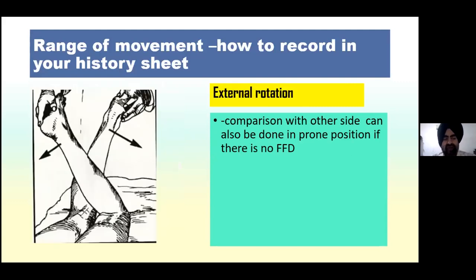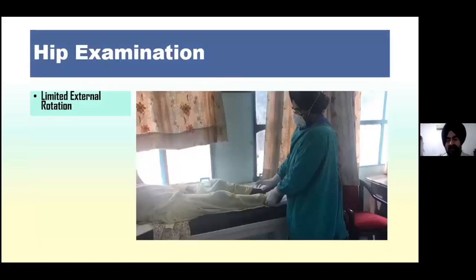This we are checking in prone position. What we are checking is very tricky. The movements will appear opposite. Here we are checking the external rotation. When we are making the foot cross, we are checking the external rotation. Here there is a limited external rotation.